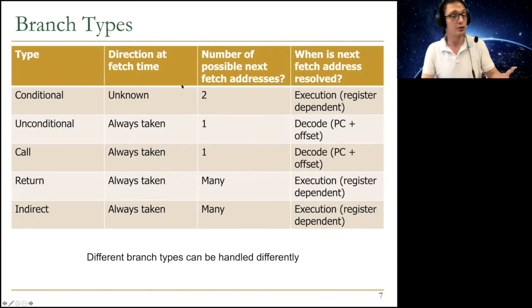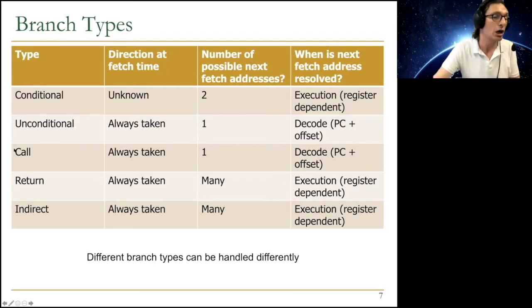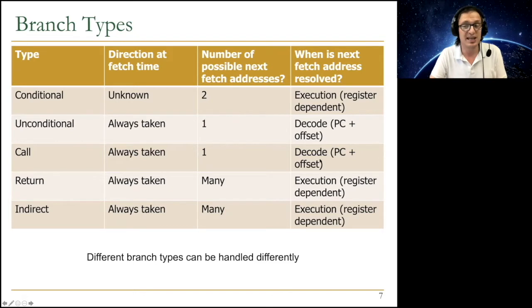Other branches also cause problems, like unconditional branches are always taken. There's only one possible target address, as you know, and you can resolve the fetch address at the decode stage early, as we have discussed earlier, with some trade-offs. But you still need to have a bubble in the fetch stage, right? Because you don't know the target address until you decode the instruction. So this leads to a bubble. Call instructions are similar. They're always taken, and you can resolve them at decode, but again, they can lead to a bubble.